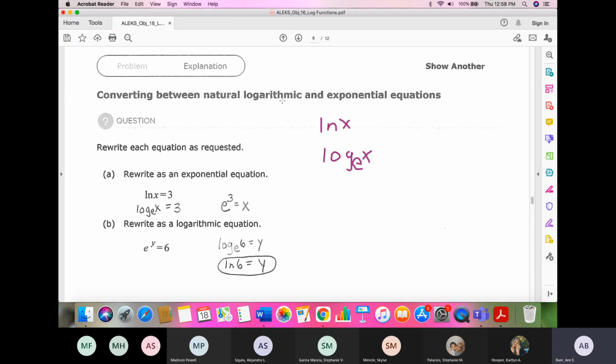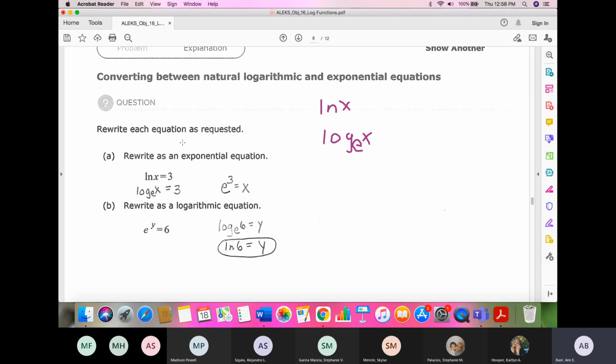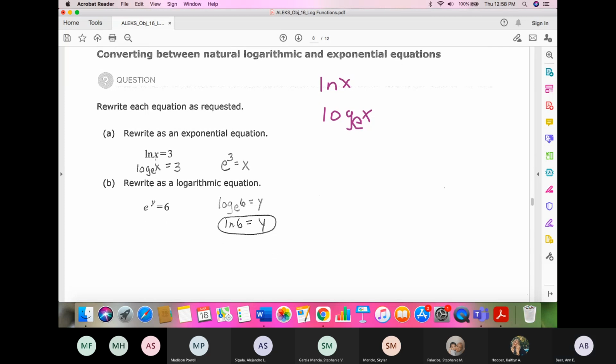Converting between natural, logarithmic, and exponential equations. Rewrite each equation as requested. In part A, rewrite as an exponential equation. That means the variable or number is in the exponent. So we have ln of x equals 3 is what is given to us.